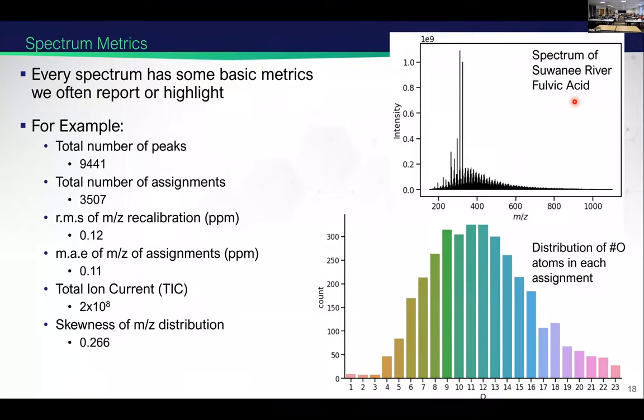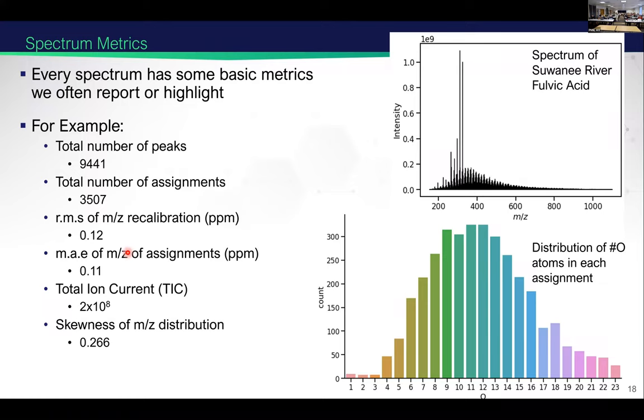So in terms of spectrum metrics, this often is just used as a sort of QA, QC type thing. We acquire a spectrum. One of the things we often talk about are how many peaks are in the spectrum. So in this case, we have a spectrum of Swan River fulvic acid, which is our go-to QC sample. In this particular case, there was about 10,000 peaks detected, and there was about 3,500 peaks which could be assigned a molecular formula. Now you might think there's a big disparity, and there probably is, it should be a little bit higher. But these can also give you some insight into the quality of the data or the amount of features which we're not able to assign.